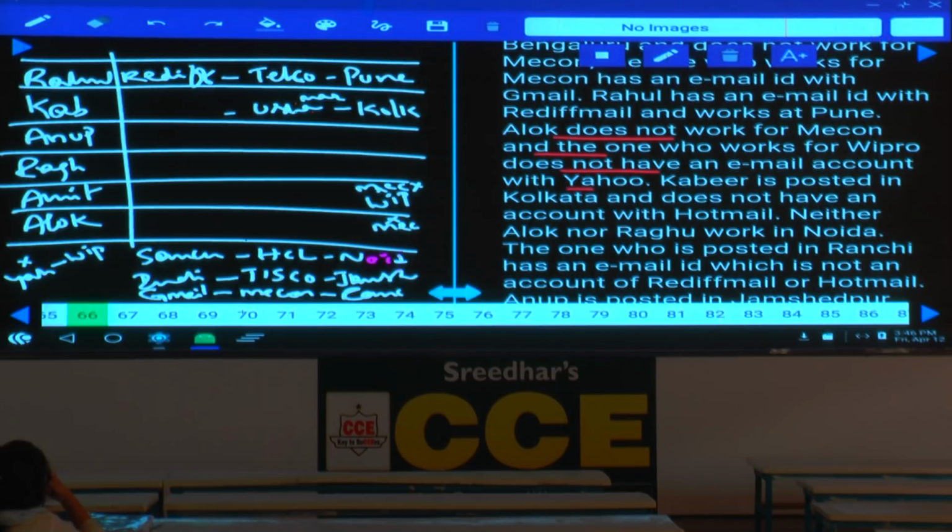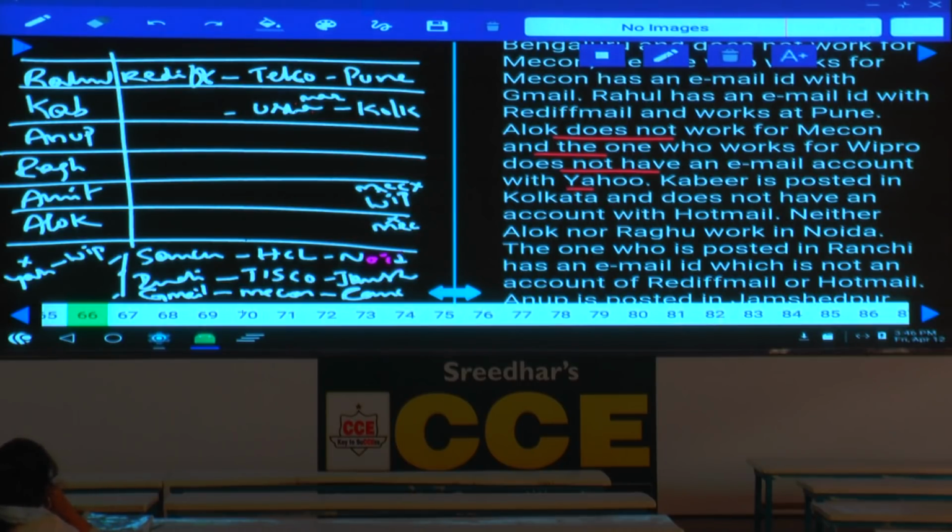Now India Times is Tisco, and Gmail. Now these three were already finalized, and Kabir cannot have SancharNet, India Times and Gmail, and he cannot have Rediff as well, isn't it? Hence these four were ruled out, 1, 2 and 3, and Rediff is also ruled out. Then what are the other things left over here?